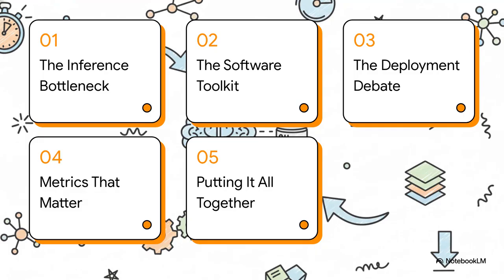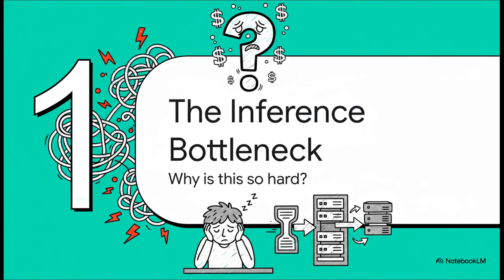Okay, so here's the game plan. We're going to start with why this is so hard in the first place. Then we'll look at the software tools we have to fix it, get into the big debate on where to deploy these things, figure out what numbers we actually need to watch, and then we'll put the whole shebang together with a real-world example. So first things first, why is serving these models so ridiculously difficult and expensive?